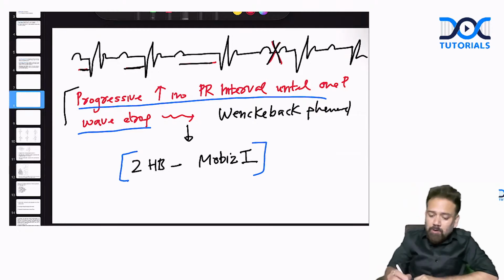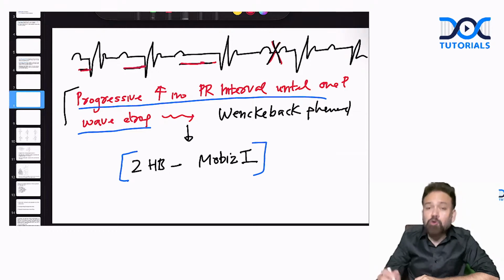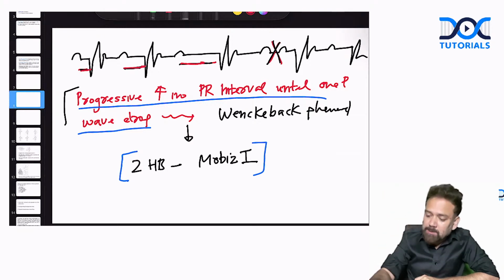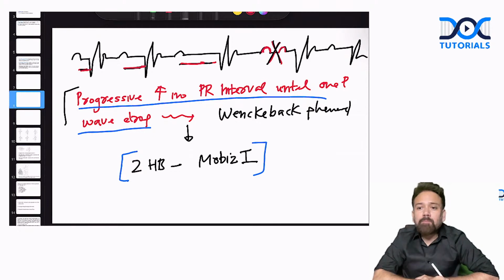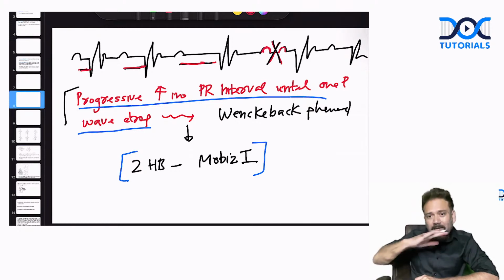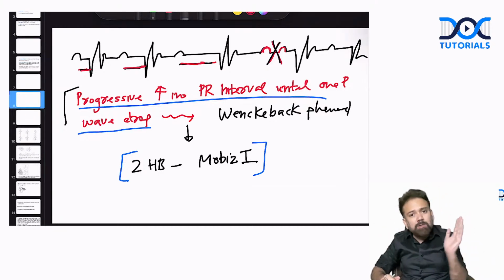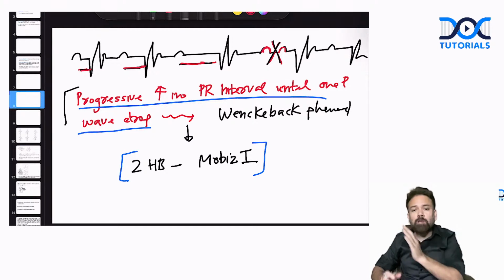Answer is progressive increase in PR interval until one P wave drops. One P wave not followed by QRS. See, this P wave is not followed by QRS. One more P will come. So there is a pattern in the drop. There is a pattern in Mobitz 1 and there is a pattern in Mobitz 2. In Mobitz 1, there is a progressive increase. In Mobitz 2, there is a characteristic.